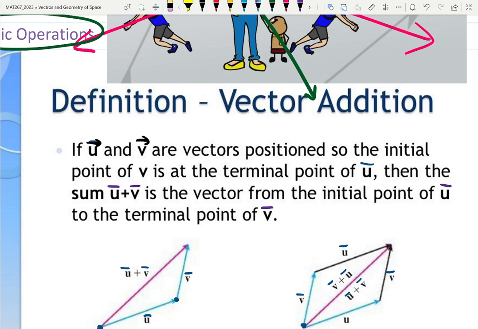If U and V are vectors positioned so that the initial point of V is the terminal point of U. Terminal means the end, right? Then the sum, that's the most important. We're trying to figure out how to add vectors. It has a definition: it is the vector from the initial point of U to the terminal point of V.